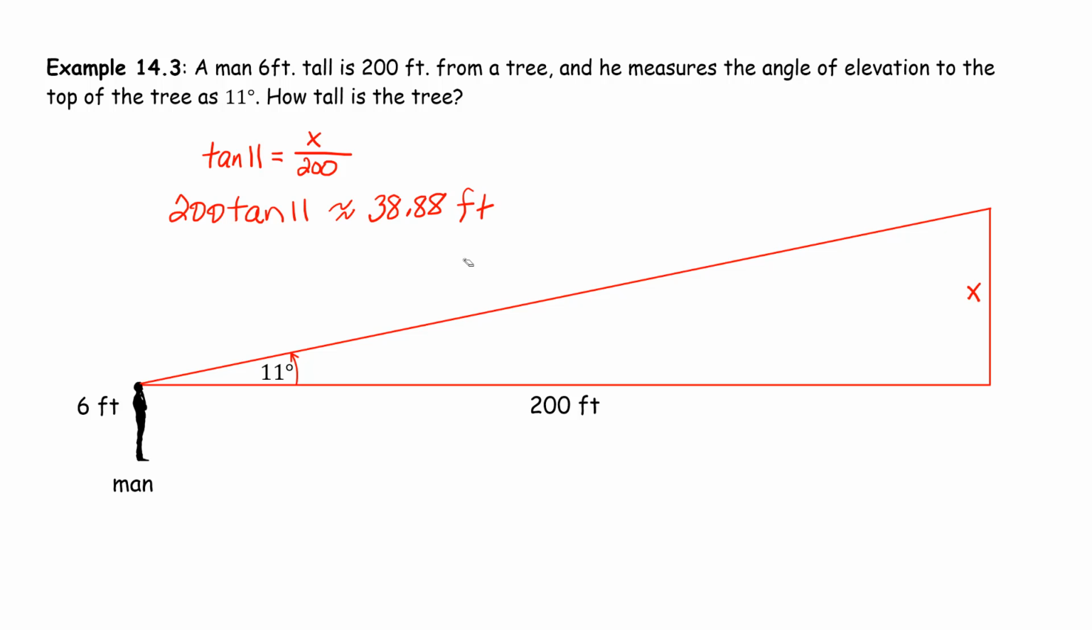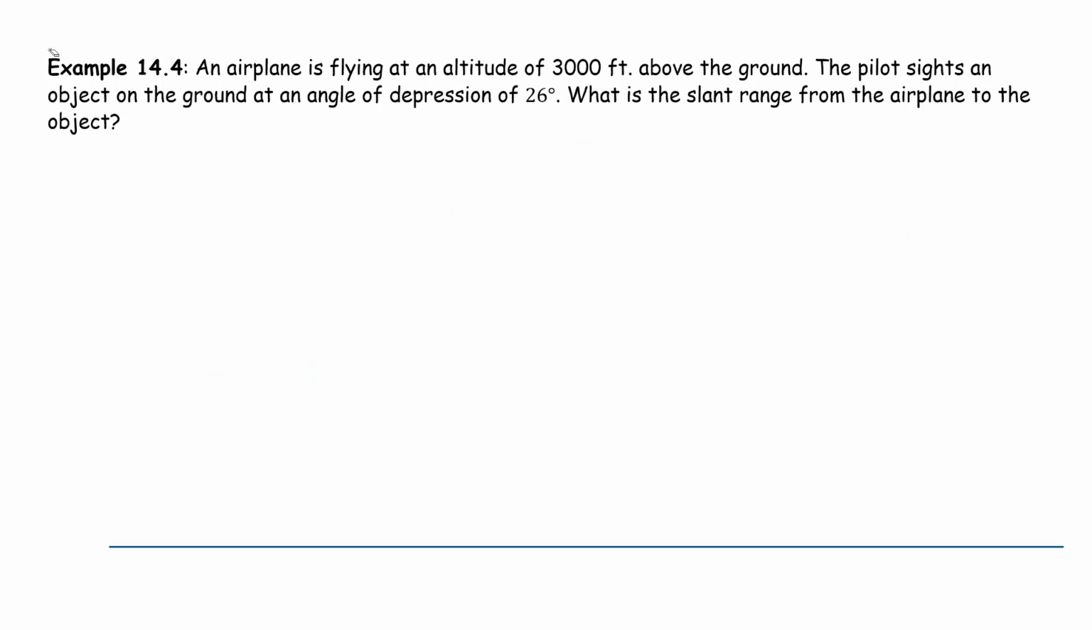feet. And we need to add the 6 feet to that because we want to measure the tree all the way from the ground. So that's 6 feet right there. All right, so that is, we're going to add 38.88 plus 6, and that's going to give us the height of the tree to be 44.88 feet.